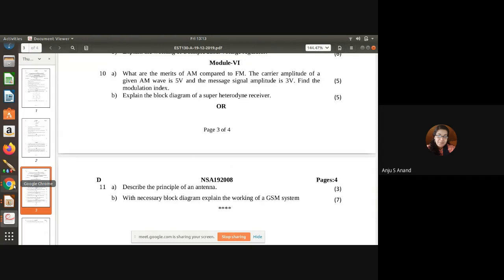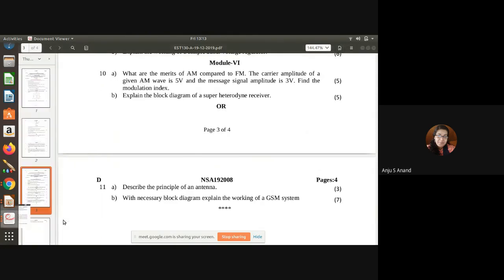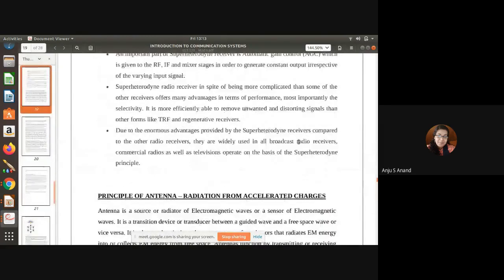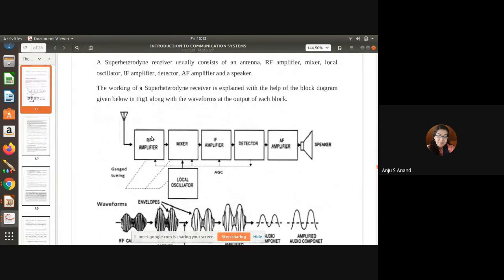Next topic is explain the block diagram of a superheterodyne receiver. That is also explained in the slides and in the study materials. You can go through those study materials. We have explained that. This is the superheterodyne radio receiver block diagram. You can see the basic 6 elements or basic 6 blocks in it.